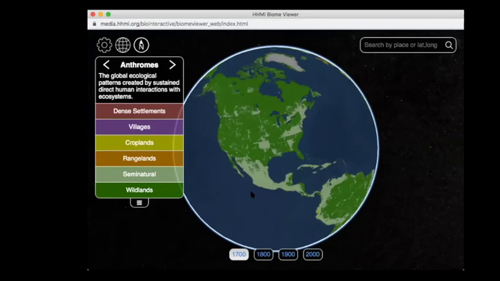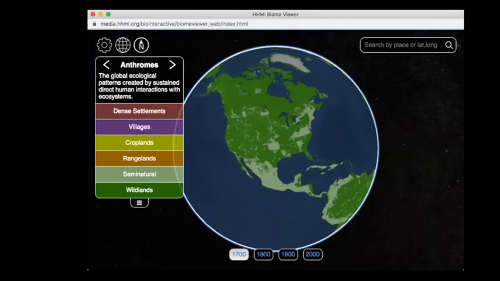But I wanted to show you, if you push this button up here, you can switch to different features. You can look at precipitation, temperature, whatever. I like this one, anthromes. So we know what biomes means, right? It means life spheres. That's a biome, a life sphere. What's an anthrome? Well, anthropology or anthropogenic refers to humans and human impacts.